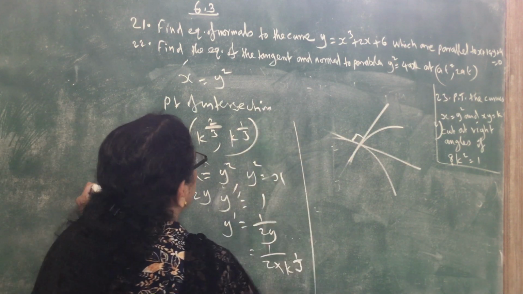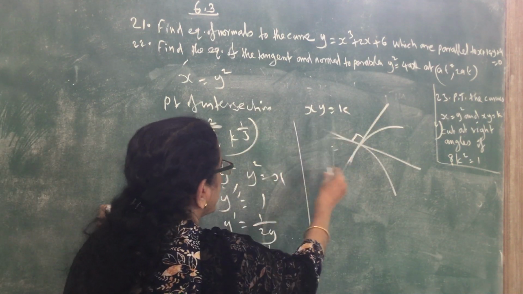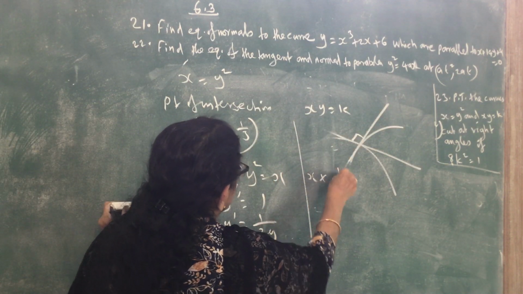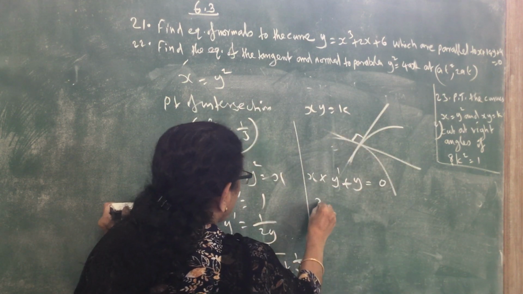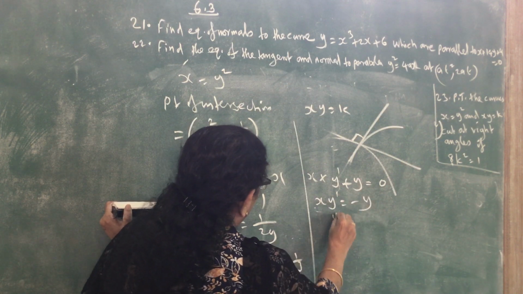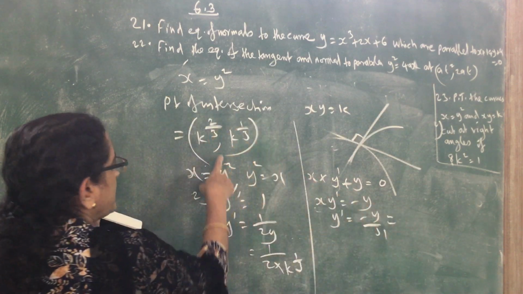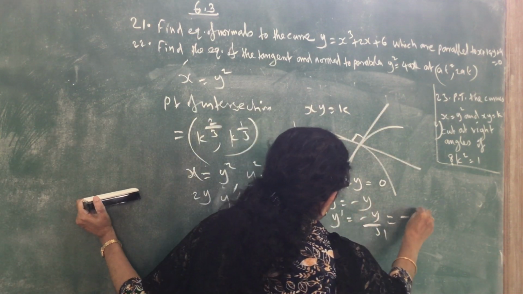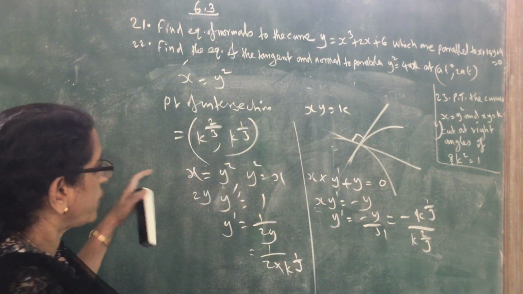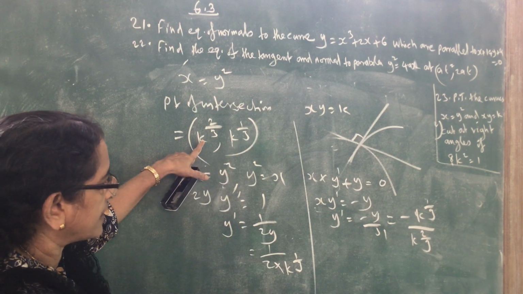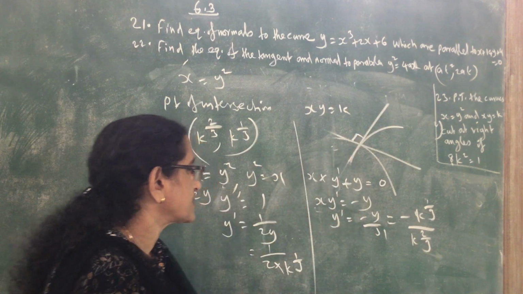Now from the other curve, that is xy equal to k, we can find dy by dx. So here we have to apply the product rule. So x into y dash plus y into derivative of x, 1, equal to derivative of k, 0. So xy dash equal to minus y, y dash equal to minus y by x. Substituting x and y, we get minus k raised to 1 by 3 by k raised to 2 by 3. So these are the slopes of the two curves at the point of contact, the slopes of the tangents.